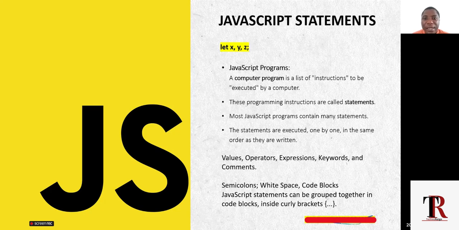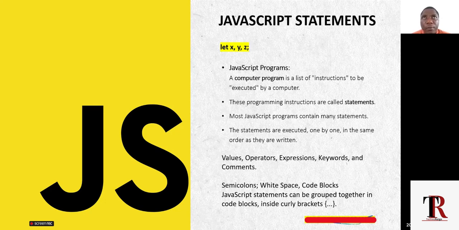Now, on this slide, I have a text written that a computer program is a list of instructions to be executed by the computer. Sorry for the mix up. A computer program is a list of instructions to be executed by a computer.